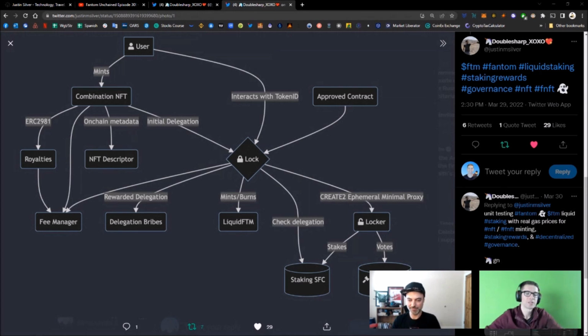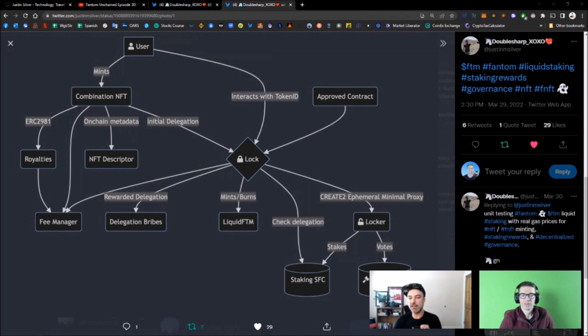Is this construct, everything that you're working on right here, specific to, let's say, taking your Fantom and staking it with a validator, or can this get applied to different projects as well? This is made for Fantom native staking.